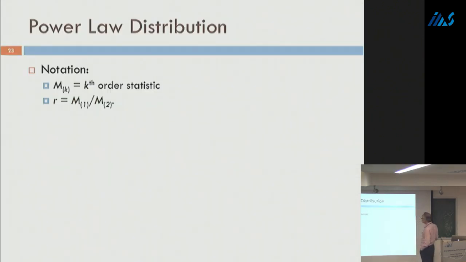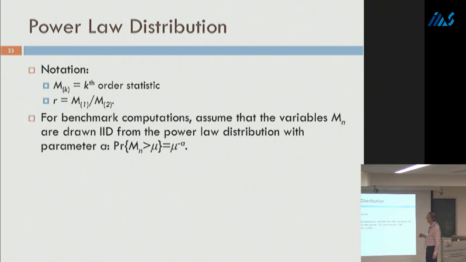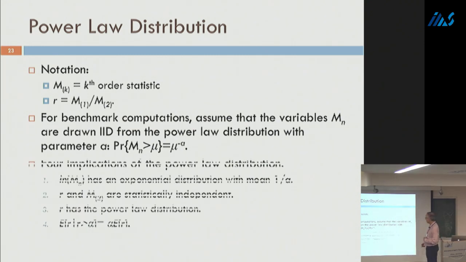So the notation is that M_k is the kth order statistic of the match values. R is the ratio of the highest to the second highest match value. And for the benchmark computations, I'm going to assume that these random variables M_n are IID draws from a power law distribution with parameter a. So that means that the probability that the match value is bigger than some number mu is mu to the minus a. This is a fat-tailed distribution that's commonly used.